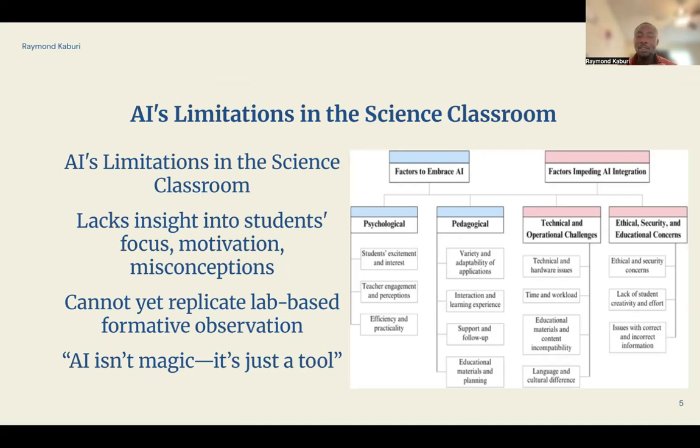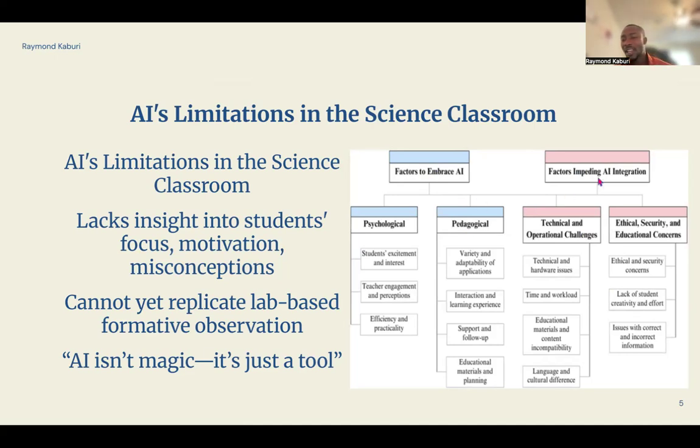And one of the limitations is that replicating lab-based formative observation is also a limitation on these AI tools or AI platforms. And like I said, AI isn't magic. It's just a tool. So you as an individual also have to put in some effort. And like I said, these are some factors we are supposed to consider to embrace AI very well, like the psychological and the pedagogical. We need to consider these so well to have an effective embrace of AI.